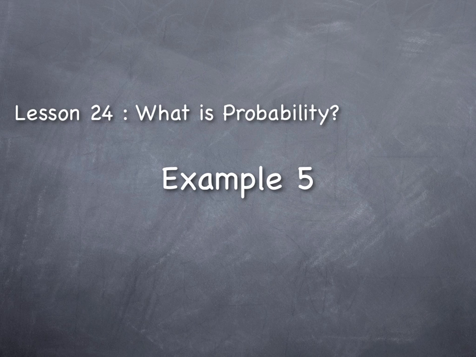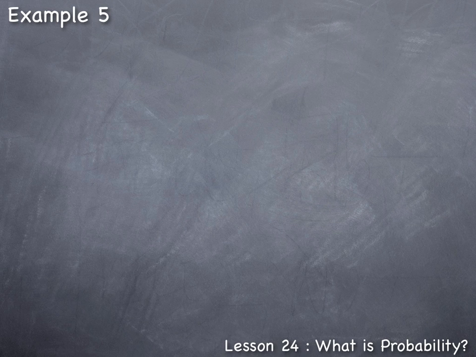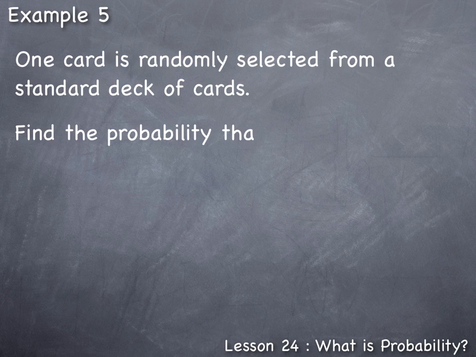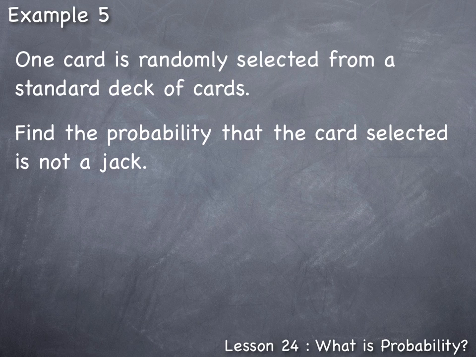Lesson 24. What is probability? Example 5. One card is randomly selected from a standard deck of cards. Find the probability that the card selected is not a jack.